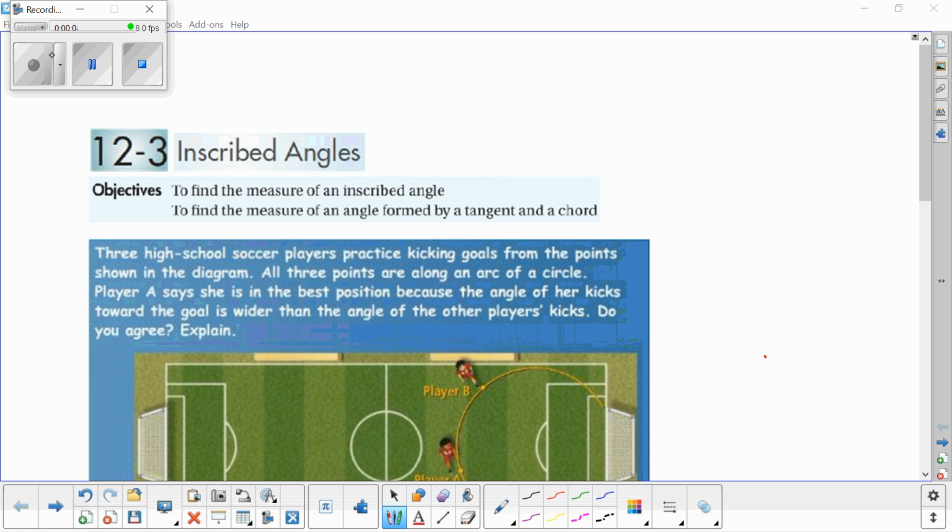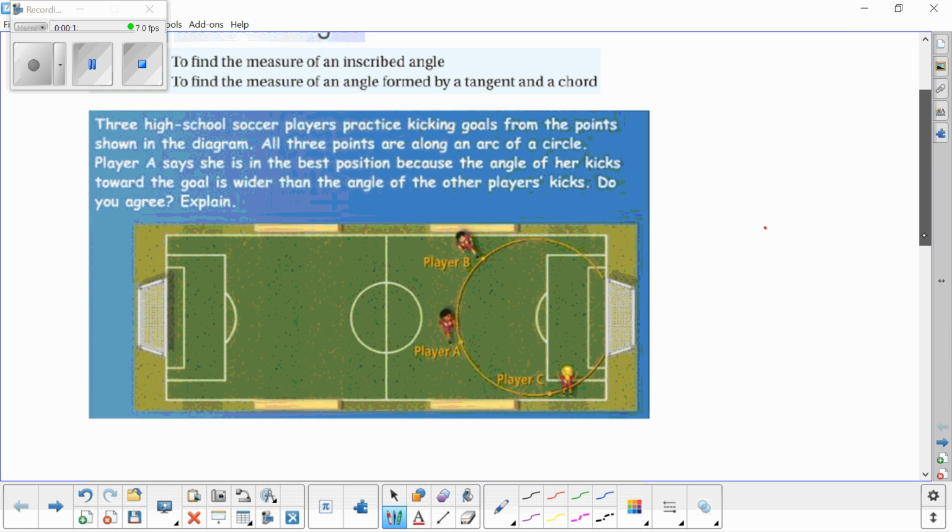We're going to talk about inscribed angles and find some theorems about those. Go ahead and read about this soccer problem here and see what you think about which is in the best position to get the goal.